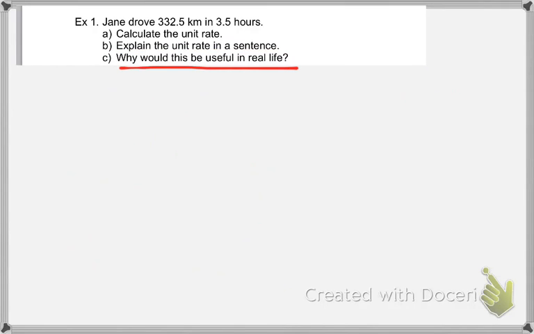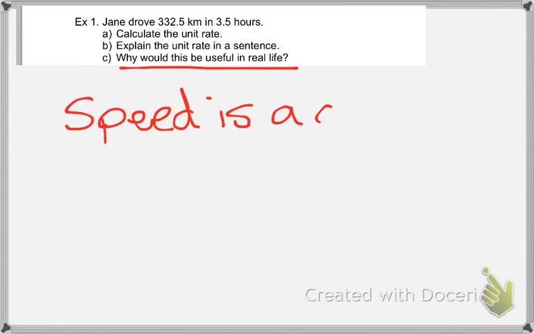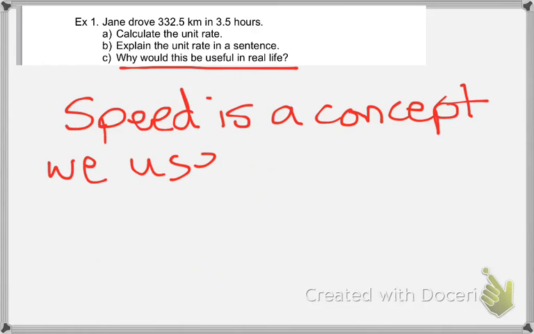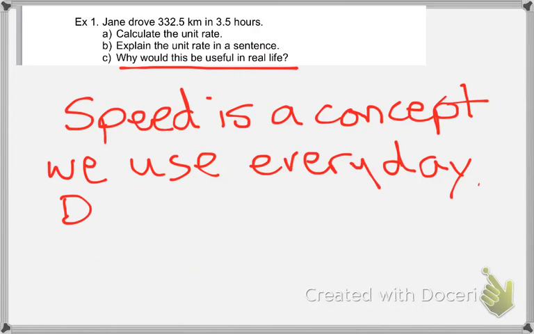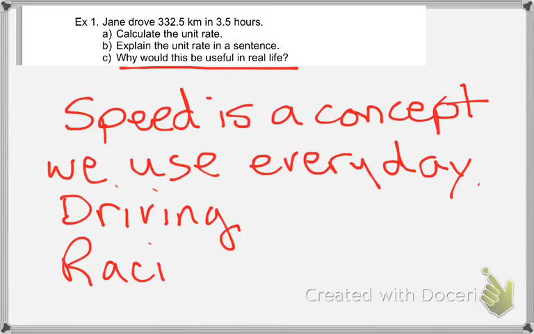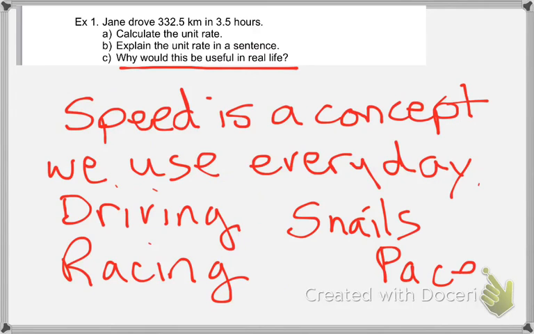Why would this be useful in real life? Well, speed is a concept we use every day. Driving a car, racing, bikes, running, swimming, any kind of scientific experiment, traveling at a snail's pace or measuring a snail's pace. Let's move on to the next example.